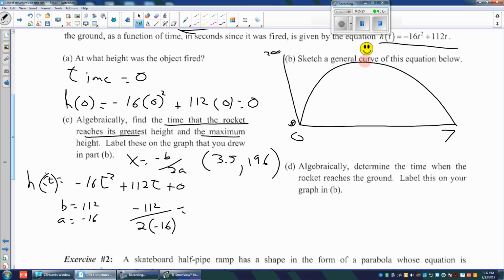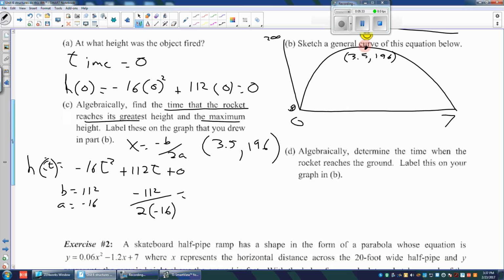A parabola has a curve. So this is 3.5, 196. It said label that point. There we go. We got it. So why don't we just say the time is 3.5 seconds, just in case, and 196 feet is the height. Why are we doing that? To make sure that we answer the question.